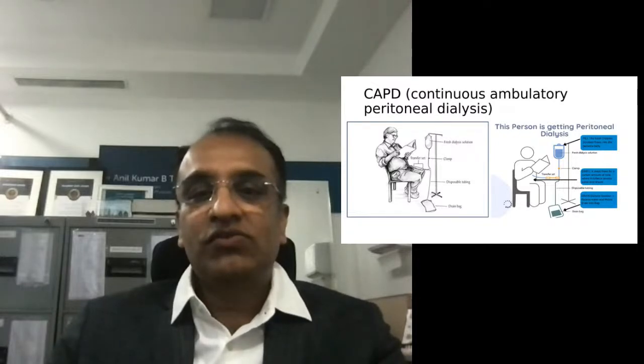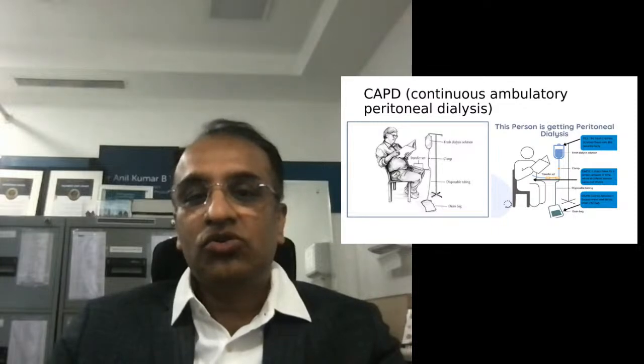After 4 or 5 hours, he can connect this lock once again. Means connect it, and the fluid, whatever dialysis set which has happened, will come out through this tube to the empty bag. So this is how peritoneal dialysis works.